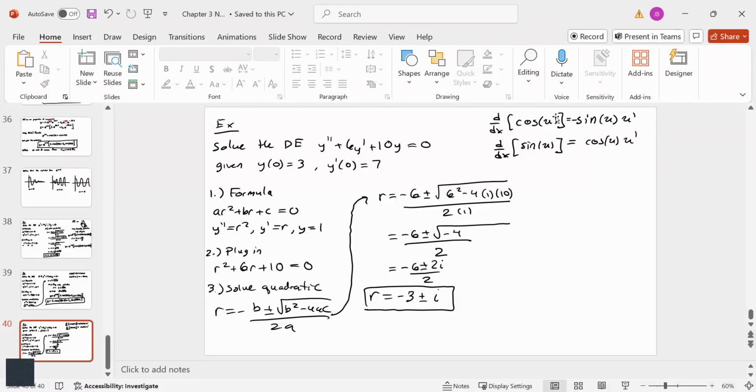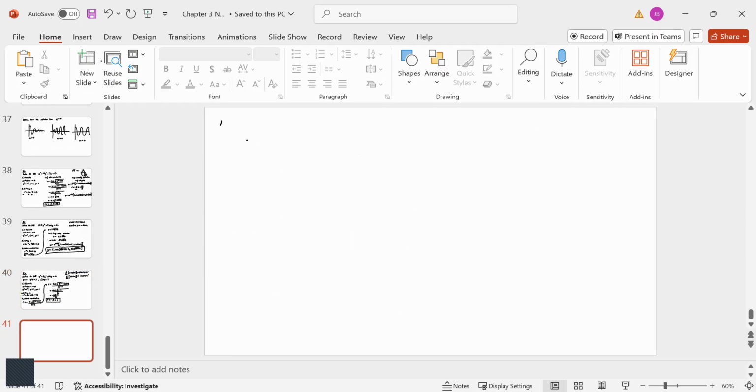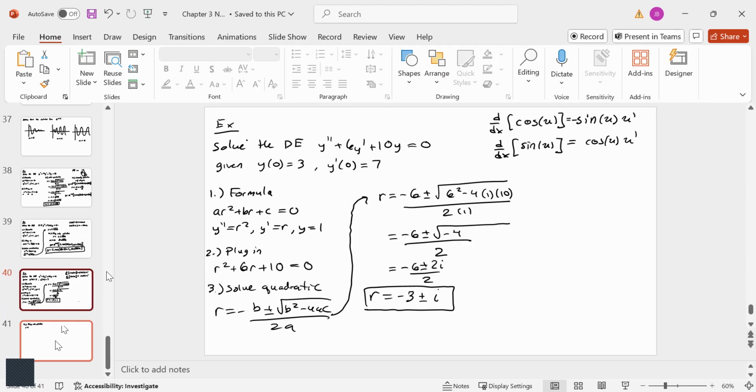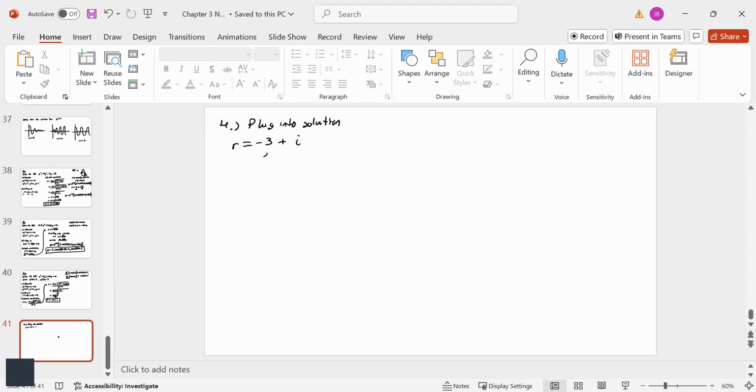And then step 4, I'm going to go to the next slide. So step 4 is plug into solution. So r is equal to negative 3 plus i, that's alpha, that's beta. So y is equal to e to the negative 3t, c1 cosine of t, because it's just 1, plus c2 sine t. So there is no chain rule in this one, thankfully. Should have done one with the chain rule.